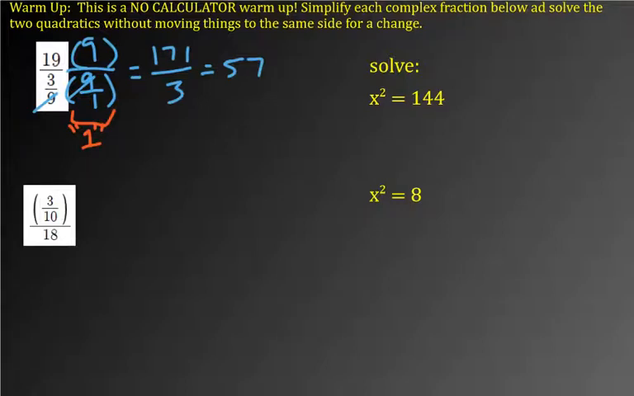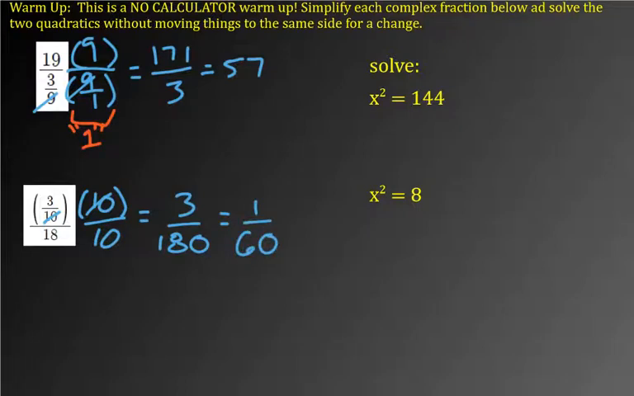On this one, since the fraction in the fraction has a 10 on the bottom, I'm just going to multiply by 10/10. This 10 will go away, and I'll get a 3. And then on the bottom, I get a 180, which if you want, you could write as 1/60th. Those are totally equal numbers again, because this part right here is a 1. I just multiplied by 1, which isn't going to change the value of the fraction.